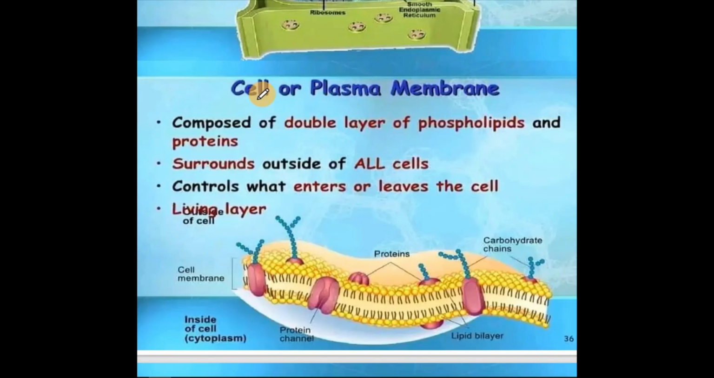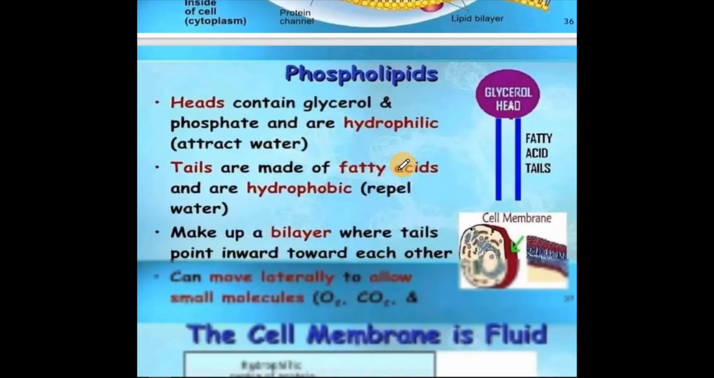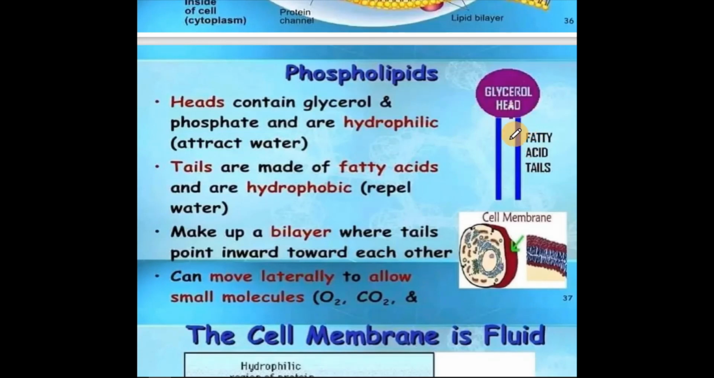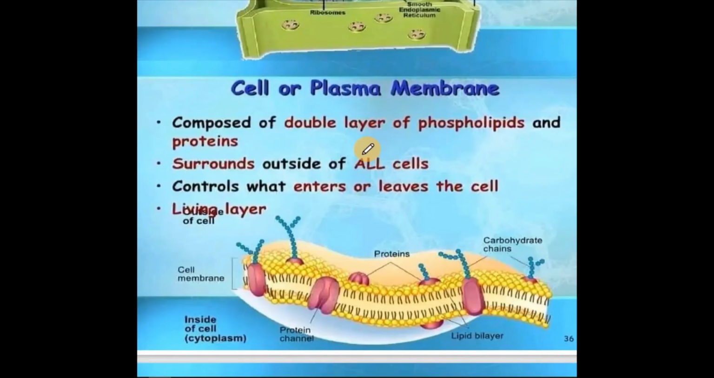The cell membrane is composed of a double layer of phospholipids and proteins. As seen here, this is a cell membrane. It is made of phospholipids. Phospholipids are basically lipids made of a glycerol backbone, fatty acids, phosphate groups, and alcohols. As seen here, this is a phospholipid. It has a glycerol head and fatty acid tails. So we see the plasma membrane is made of a bilayer of phospholipids and proteins.